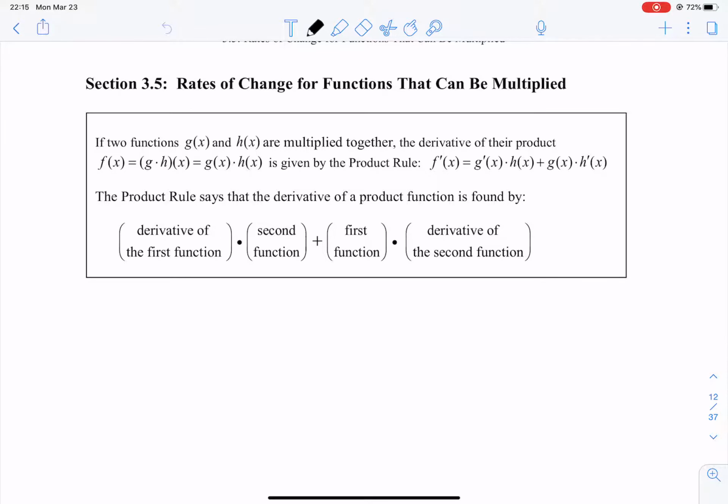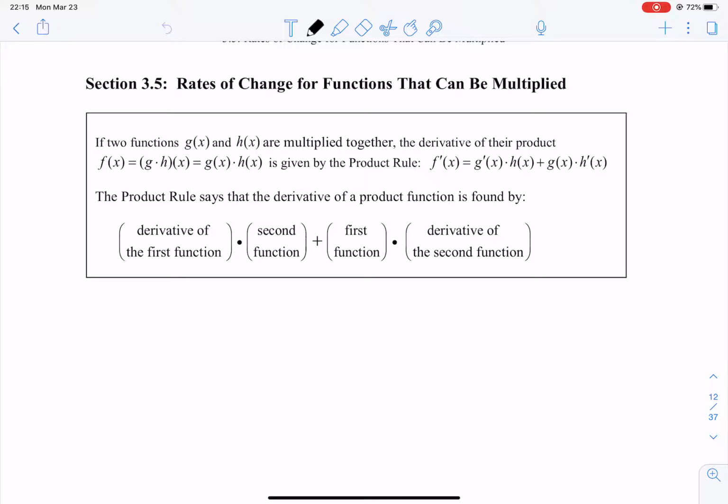Hello everyone. Section 3.5 is a new part: rate of change for functions that can be multiplied. Last section we talked about function composition. This section we are going to talk about function multiplication.